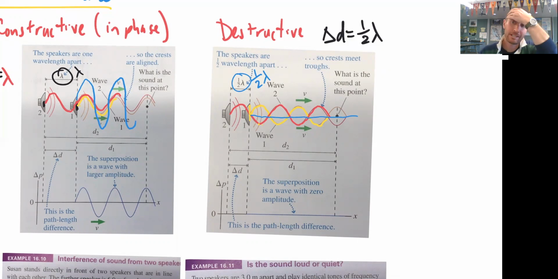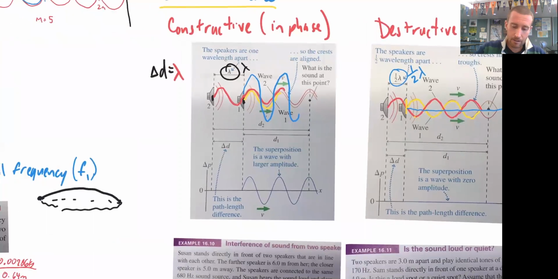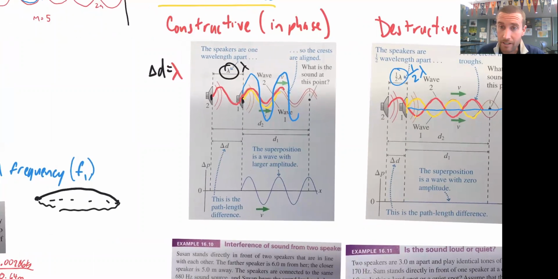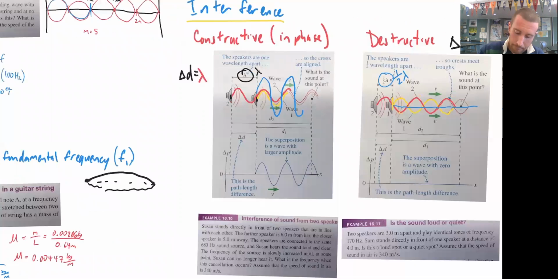So when the distance between them is half a wavelength, it's destructive. When it's a full wavelength, it's constructive. And if it's somewhere in between, then it's kind of constructive, kind of destructive, somewhere in the middle. All right.